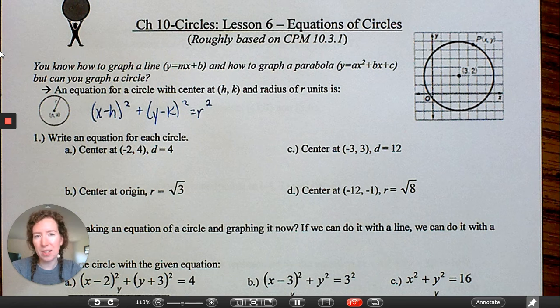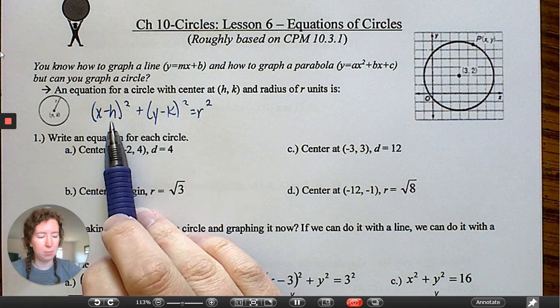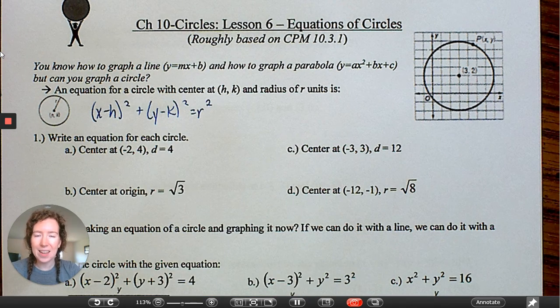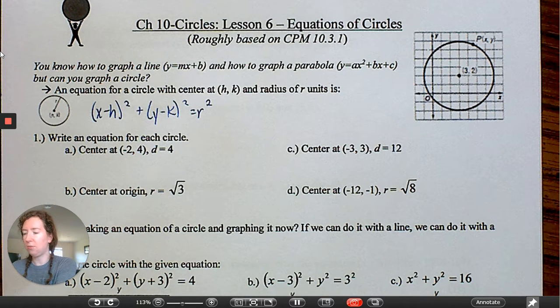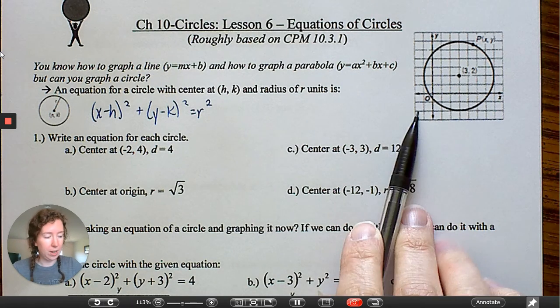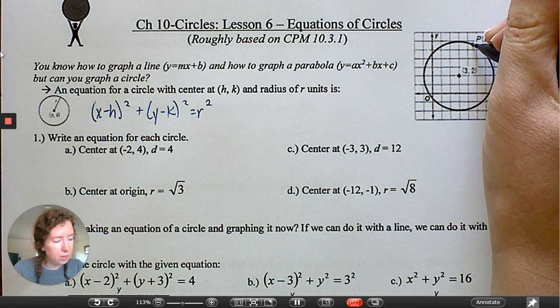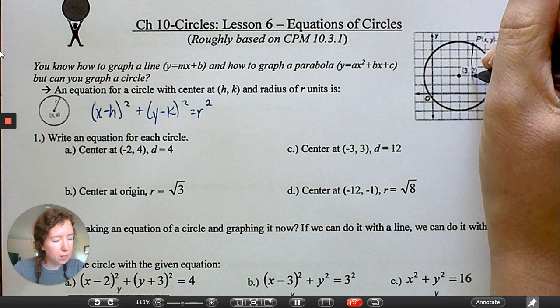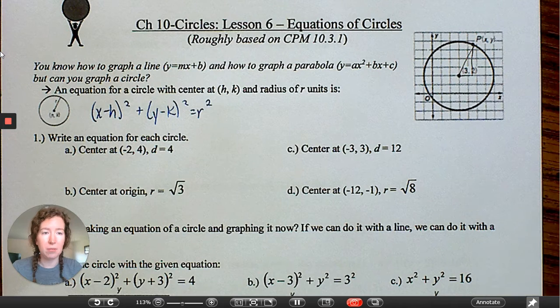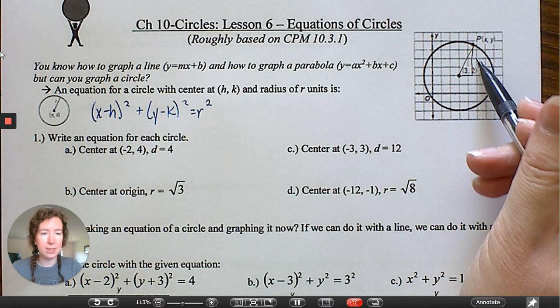Does this look familiar to anybody? To me, it reminds me of the Pythagorean theorem, a squared plus b squared equals c squared. And that's kind of where it comes from. It's a derivation of the distance formula, which is basically a derivation of the Pythagorean theorem. So what I mean by that is if you have a circle, and here's my center, 3, 2, and I want to get to some point on the circle, you would make a right triangle to figure out, oh, there's my radius and there's my side lengths.